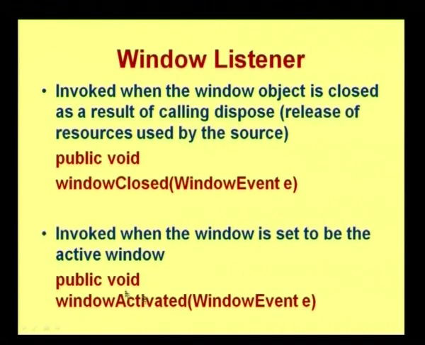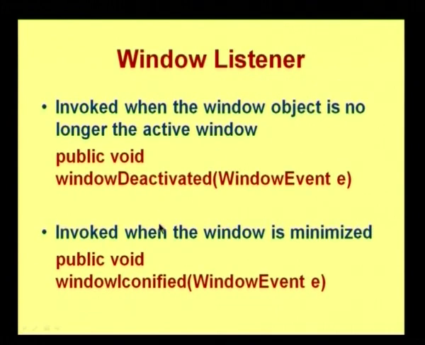For example, I may have a window and I may minimize it and then maximize it, and if I have 2 or 3 windows, I may switch between them. In that case only one particular window is set to be active, and whenever your window gets activated, this event handling method will be fired. You can see a few other methods here. This one is invoked when the window object is no longer your active window. When it is deactivated, the windowDeactivated method will be called. Whenever you make one window active, the window which is currently active will get deactivated.